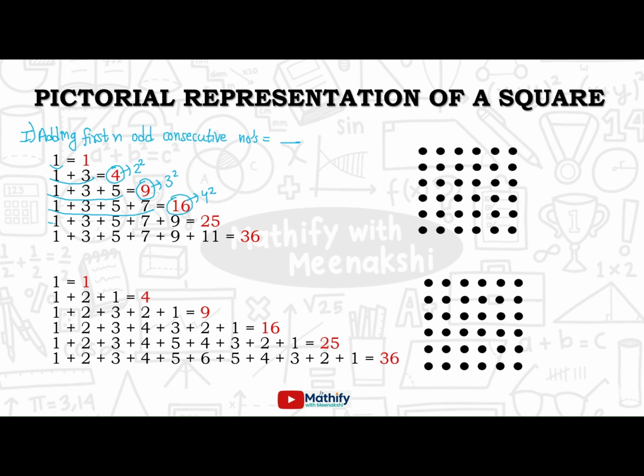If you add the first five odd numbers, 1 plus 3 plus 5 plus 7 plus 9, you get 25, and that's 5 square. If you add the first six odd numbers, 1 plus 3 plus 5 plus 7 plus 9 plus 11, you get 36, and that's 6 square. So from here we can say that whenever you add the first n odd consecutive numbers, you will always get the square of that number, that is n square. Now let's see how we can represent this in picture form.